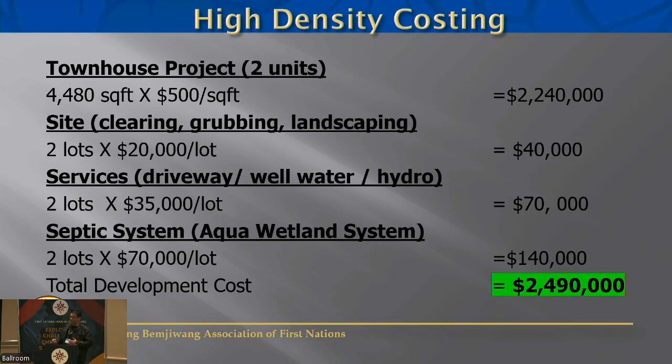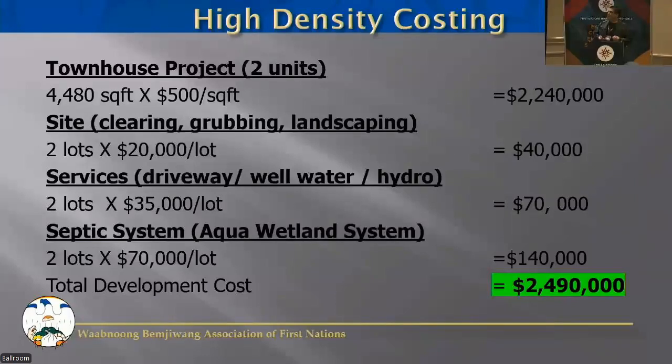Now, the fun part. I can talk to you guys about this all day and say it's a great idea, but I know most of you have to deal with numbers. So I put a cost comparison between the two, just to give you an idea of what you can save. My townhouse project, 2 units, overall is 4,480 square feet. And I put it at $500 a square foot. So my cost is 2.24 million.